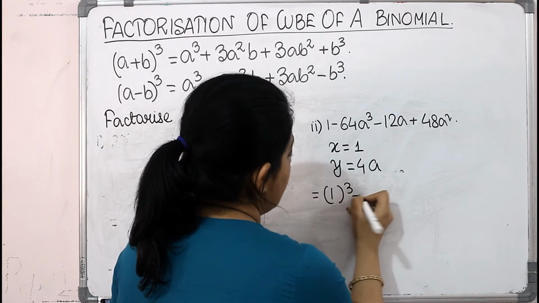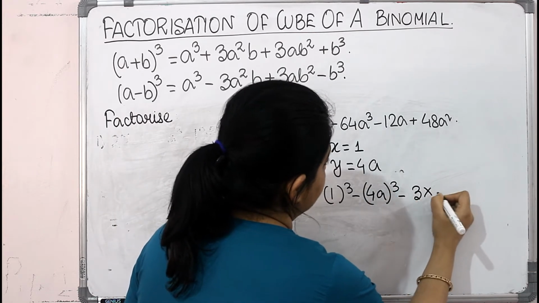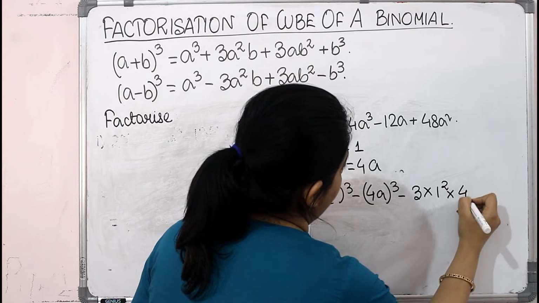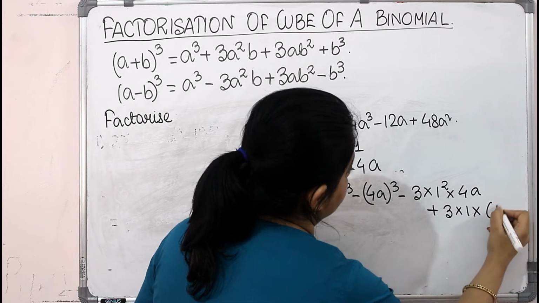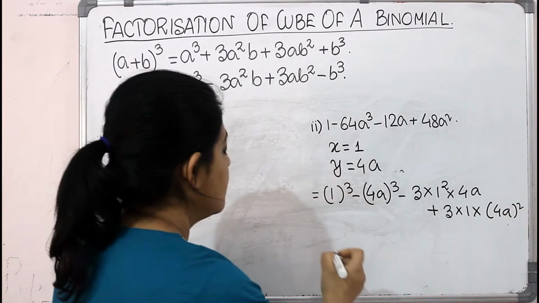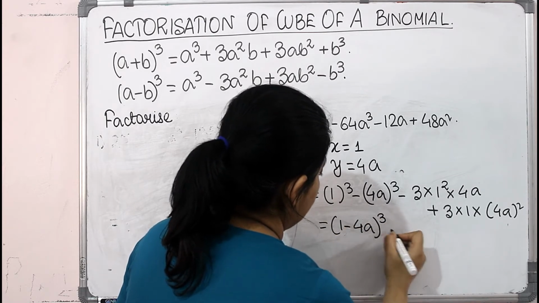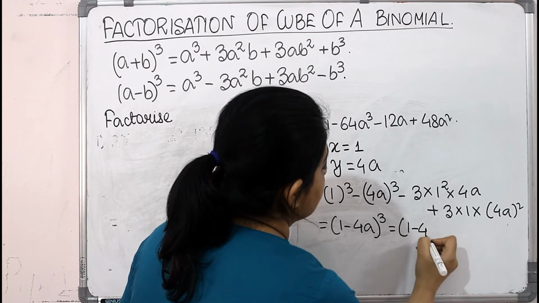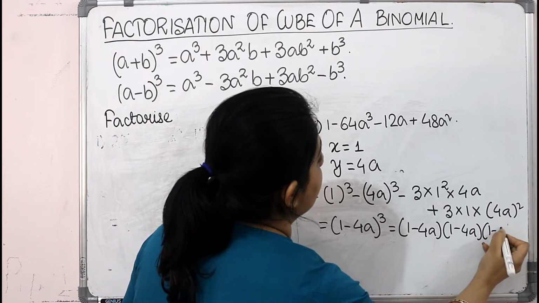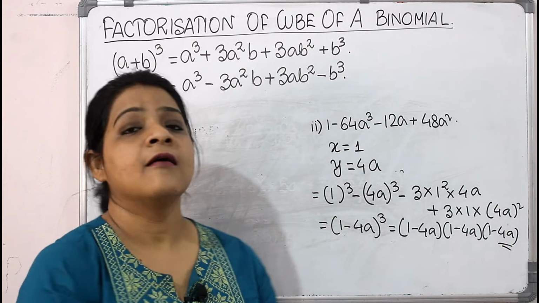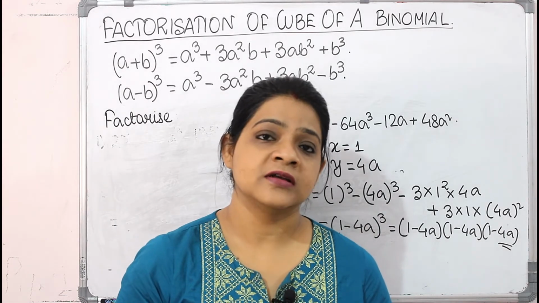1 whole cube minus 4a whole cube minus 3 into 1 square into 4a plus 3 into 1 into 4a square. Okay, so this gives us 1 minus 4a whole cube, that is 1 minus 4a into 1 minus 4a into 1 minus 4a is the final answer. So let's move on to the next set of sums.